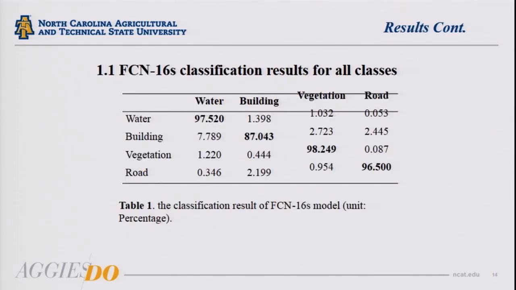Also, we have quantitative results. For example, you can see here, the one on the left side is the reference value, the one that we labeled. The one in the upper row is the reference value, and this one is the one segmented. When we see the first line, 97% means 97% of the images were accurately classified as water, 1.3% misclassified as building, 1.2% as vegetation, as road, something like that.